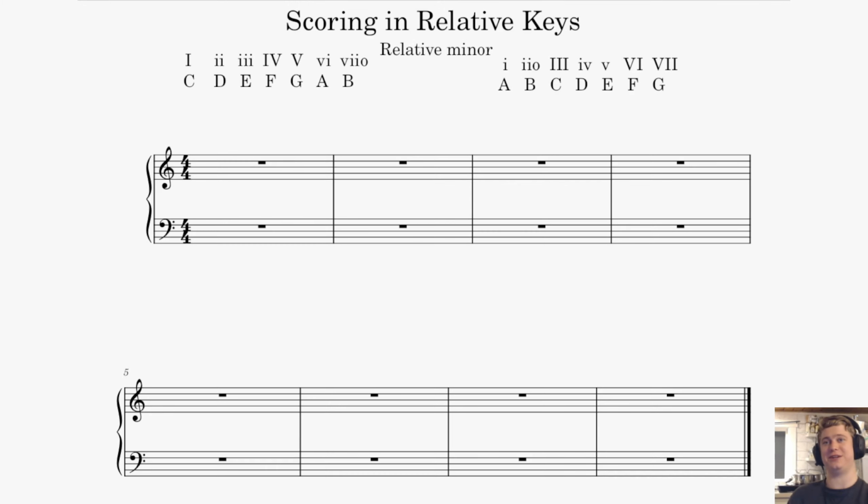Hello and welcome to this video, Scoring in Relative Keys. This one we're going to look at relative minor after looking at relative major in the last video. We're going to keep this one in natural minor to keep it really simple, and additionally we're going to stay in C major, and we're going to use C major's relative minor, which is A minor, and we're going to make sense of this and learn what all this means throughout this video.